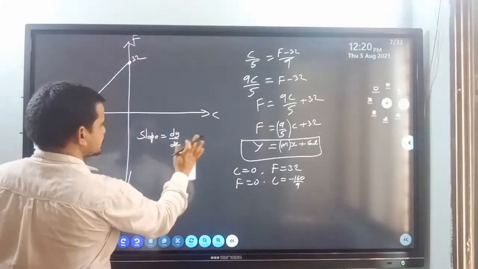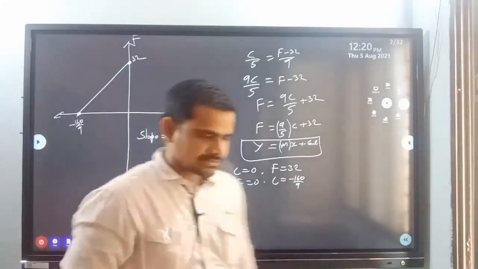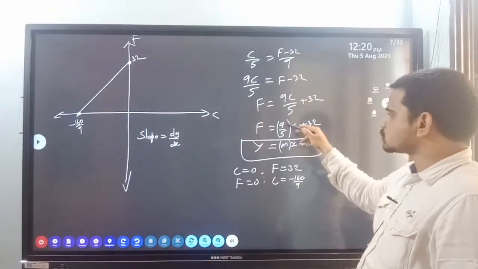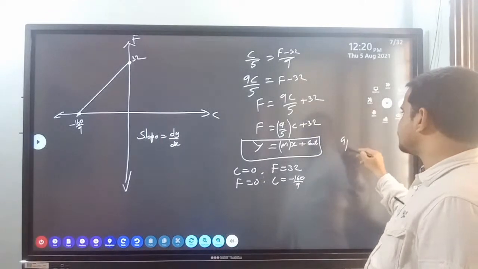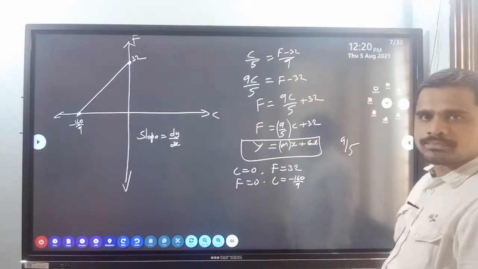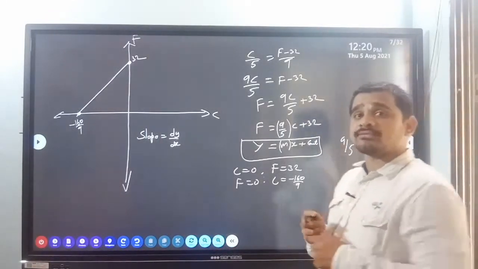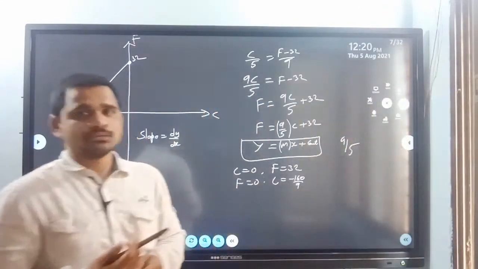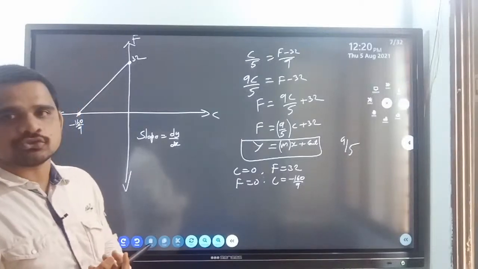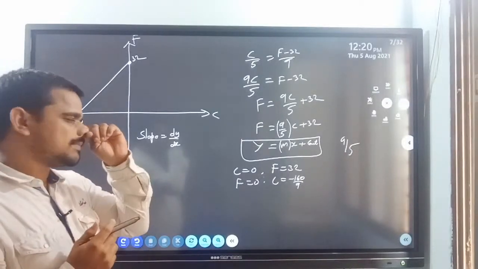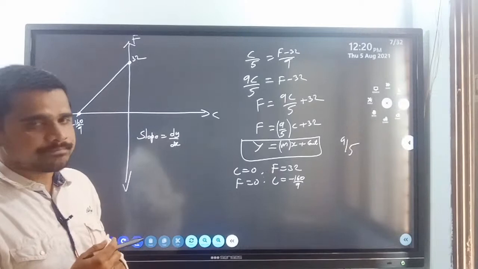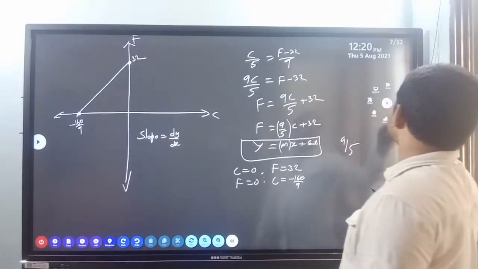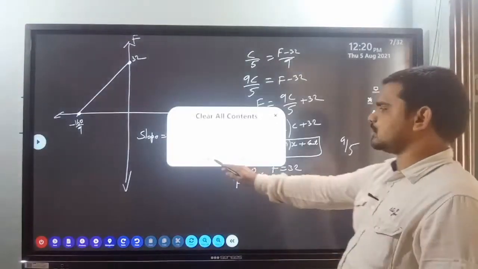Or simply, we can compare here. This indicates the slope. Slope of the line is 9 by 5. Slope of the graph drawn between F and C is 9 by 5. In this way, I have to practice the graphs here. We may get some other graphs, and we can draw for everything, in the same way for all the scales.